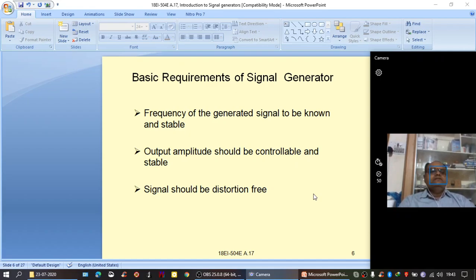So what are the three conditions? First, there should be a provision to know the frequency of the signal produced, and that frequency should be stable. Second, there should be a provision to change the amplitude of the signal, and that should be stable. Third, the signal should be free from distortion. These are the three important requirements for any signal generator.